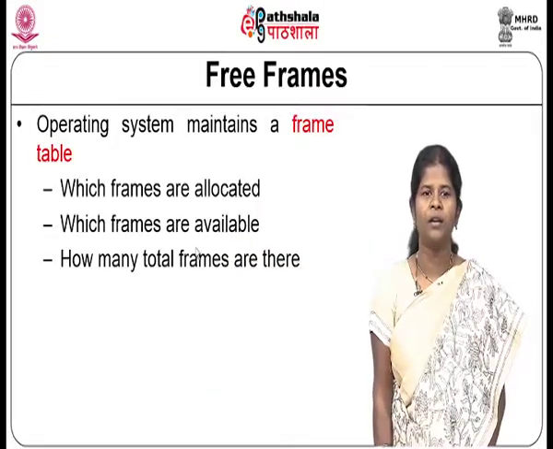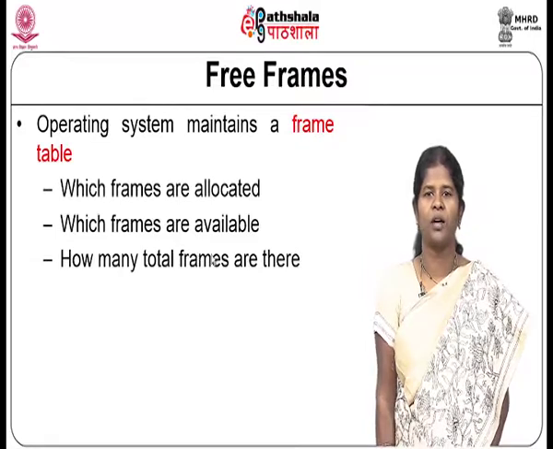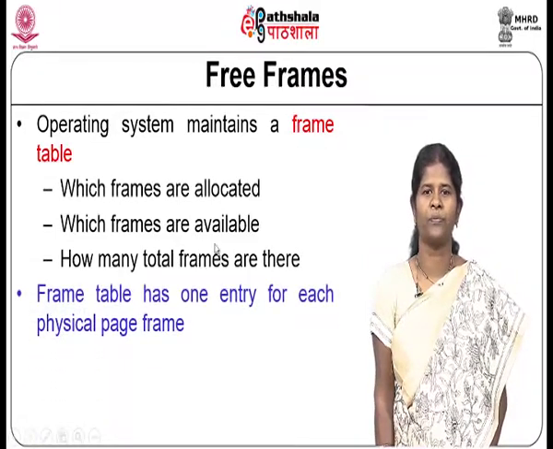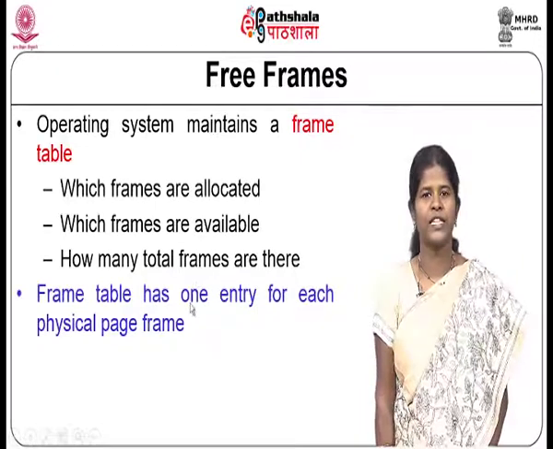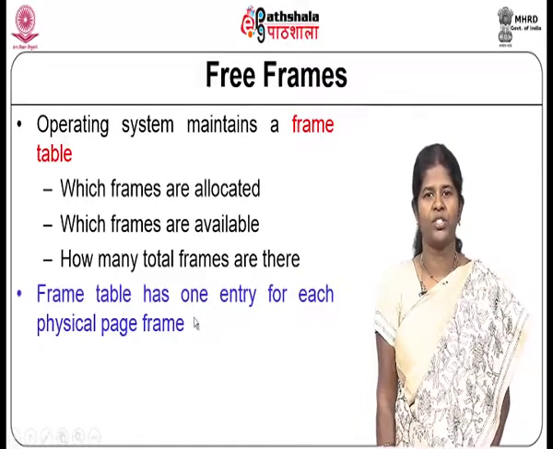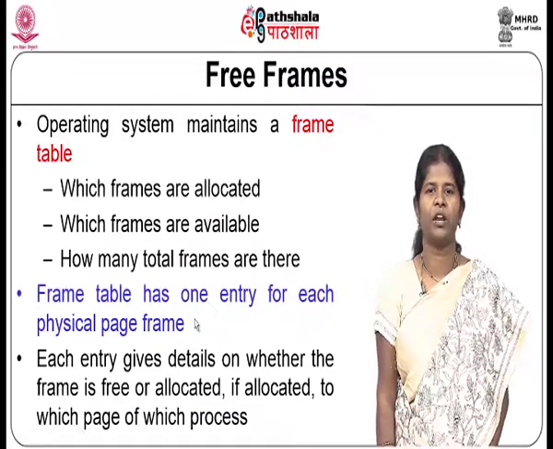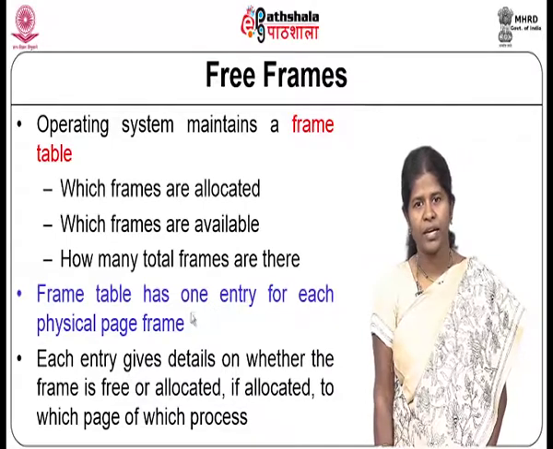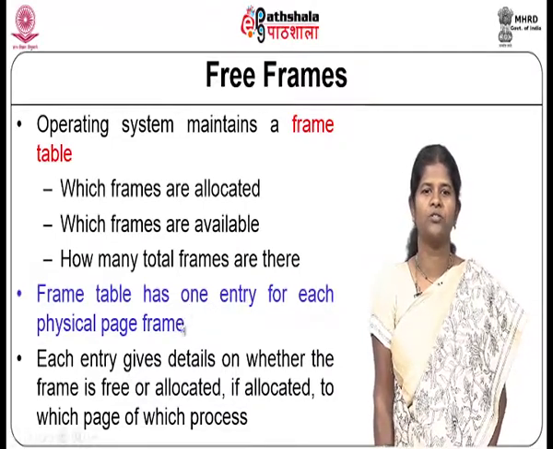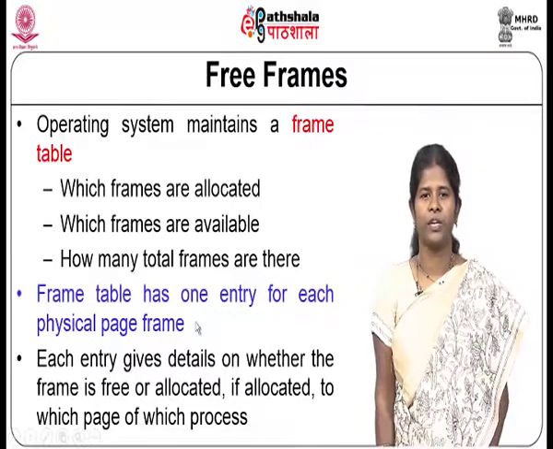So, this frame table is something which maintains details about the free frames that are present in the system. It should give details about which frames are currently allocated, which frames are available, how many total frames are there in the system, and so on. So, for each physical page frame, you have an entry in the frame table, and each entry will give details on whether the frame is free or allocated, and if it is allocated, which page of which process is currently using that frame.